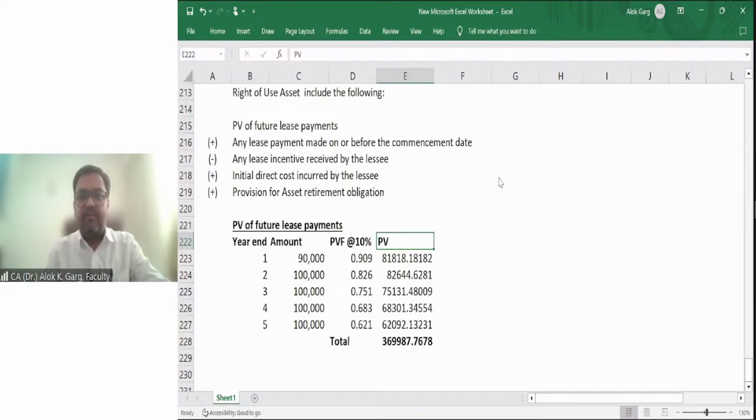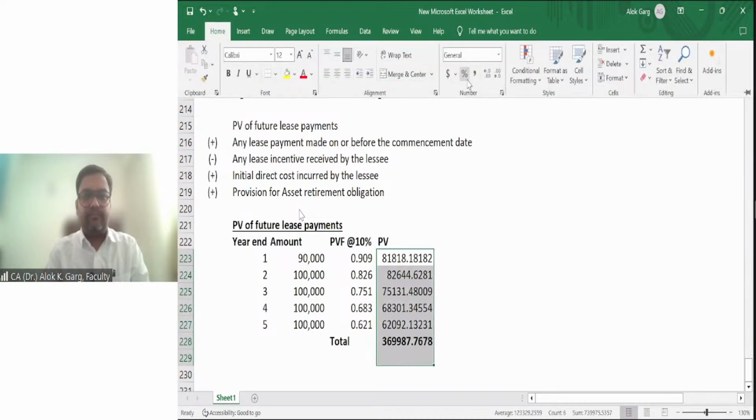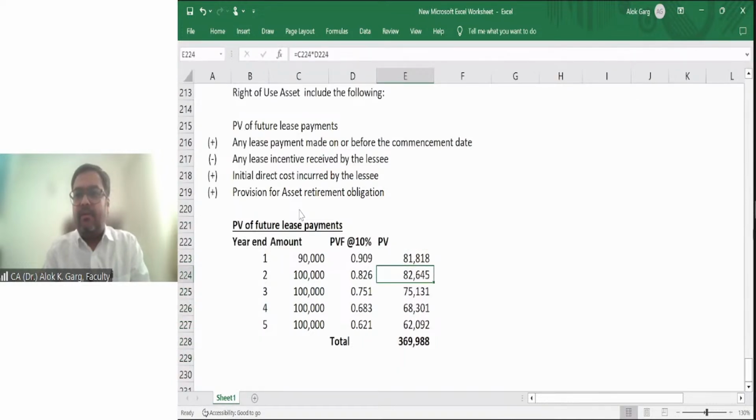Friends, is my screen visible? Am I audible now? I hope I am audible now.